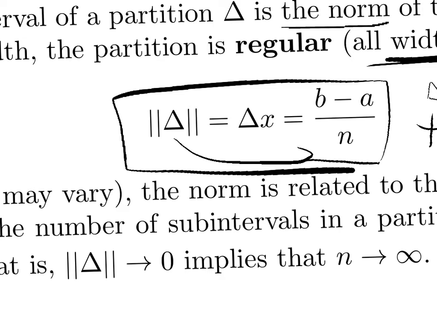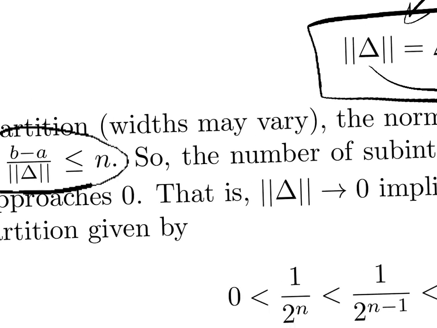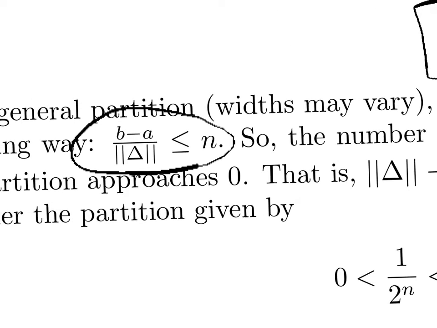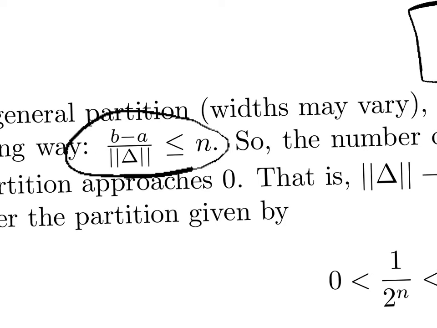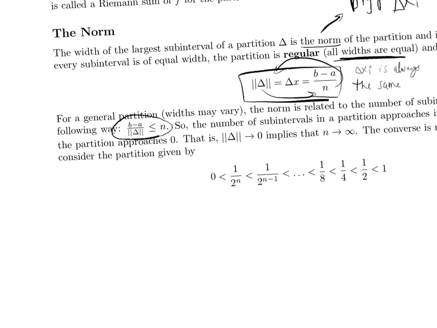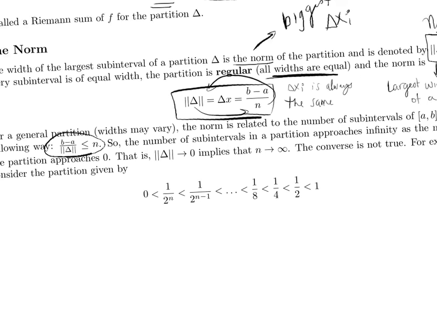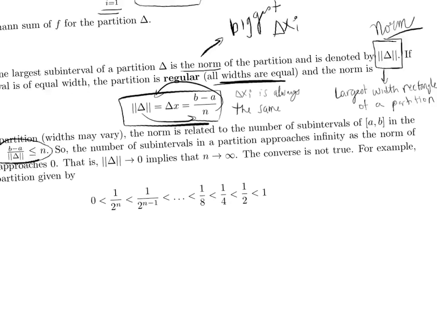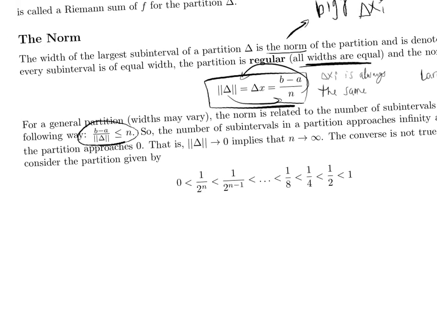If we move the norm on this side and move the n on this side, we get something that looks a whole lot like this. If it's a regular partition, n will equal (b minus a) over the norm. But if it's not regular, meaning the widths are different, then the number of rectangles will be greater than or equal to that. So the number of subintervals in a partition approaches infinity as the norm approaches 0.